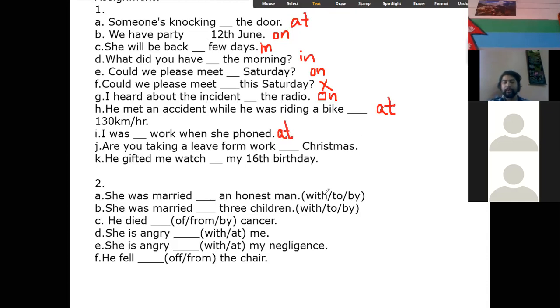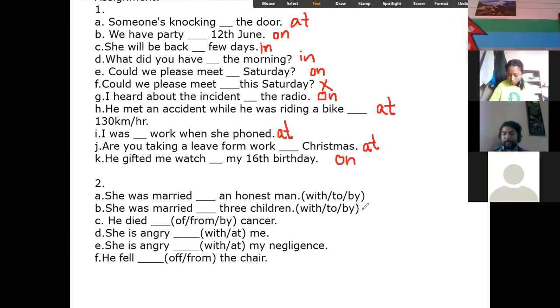Very good. Are you taking a leave from work at Christmas? At Christmas. He gifted me a watch on my birthday. On. For an occasion or event, we use on. She was married to him. With. Married is always followed by to, the marriage we understand.